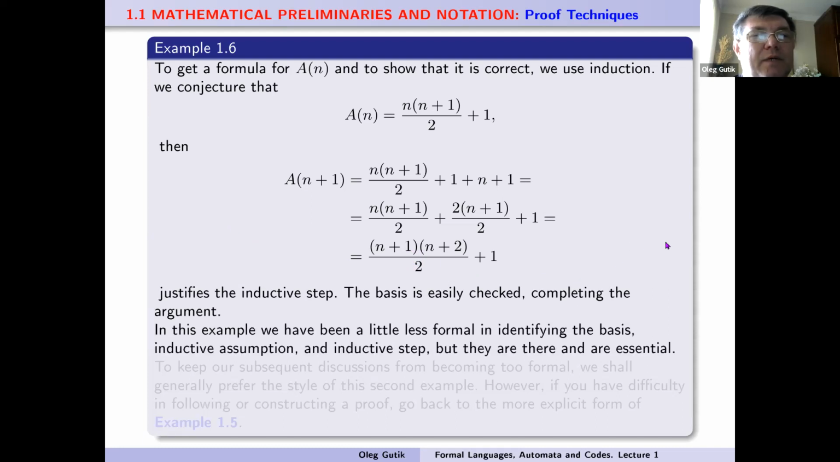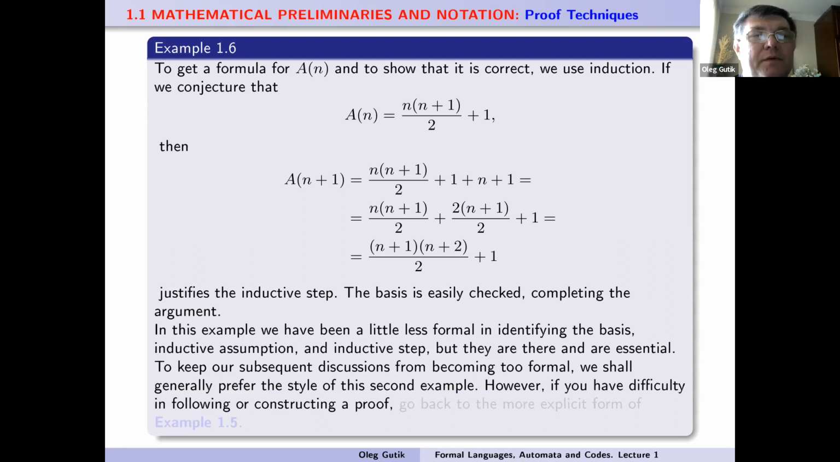In this example, we have been a little less formal in defining the basis, the inductive assumption and the inductive step, but they are there and are essential. To keep our subsequent discussion from becoming too formal, we shall generally prefer the style of this second example. However, if you have difficulty constructing a proof, go back to the more explicit form of Example 1.5.